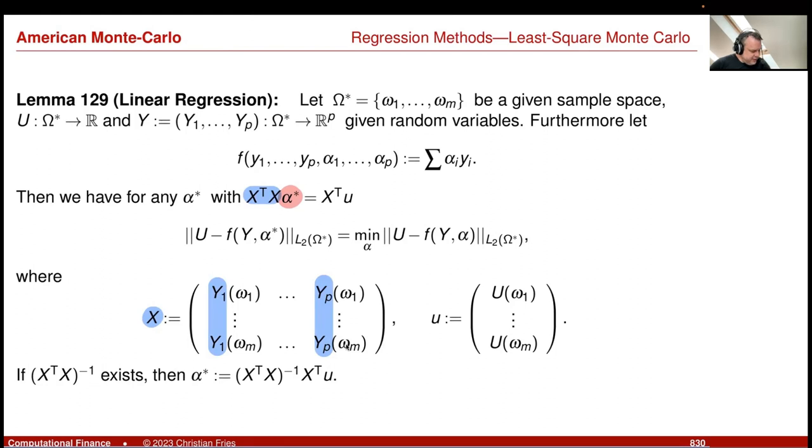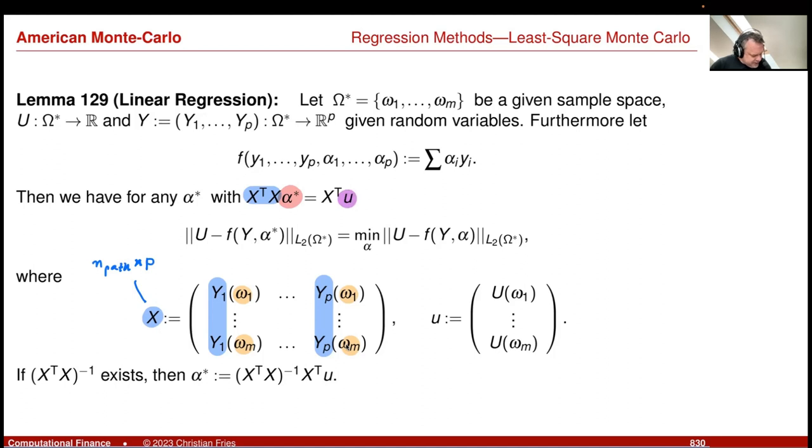Note here we have the sample path omega. So the matrix X has many rows. For every sample path, I have a row, and a few columns, depending on how many basis functions you use. If you use binnings, it's 20 columns if you have 20 bins. And then I form the X transpose X. And on the other side, I have X transpose times U.